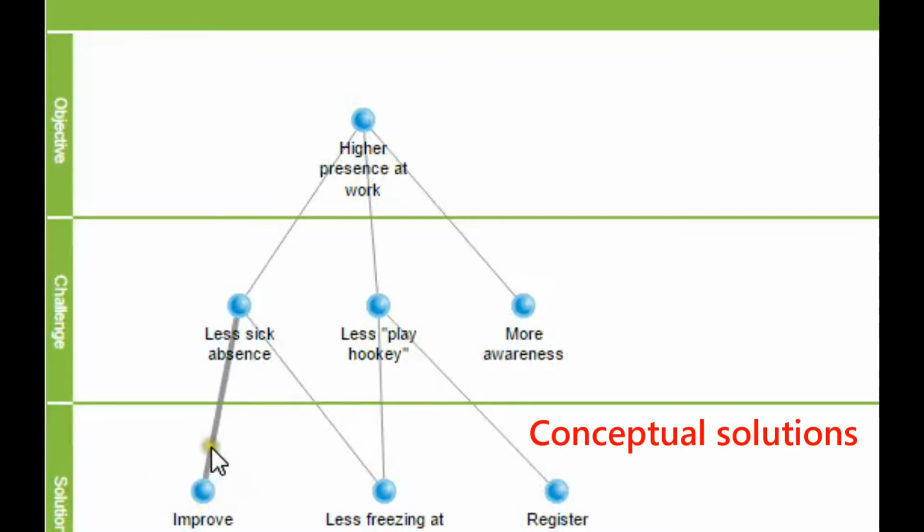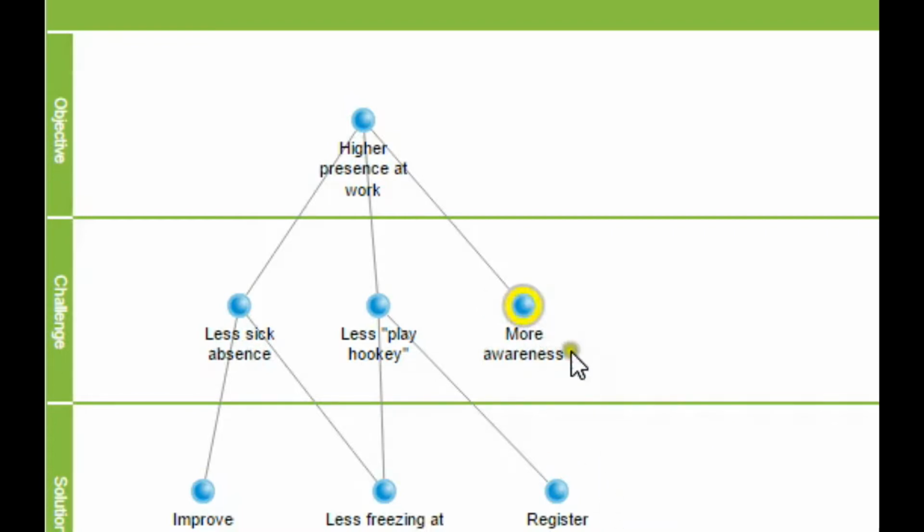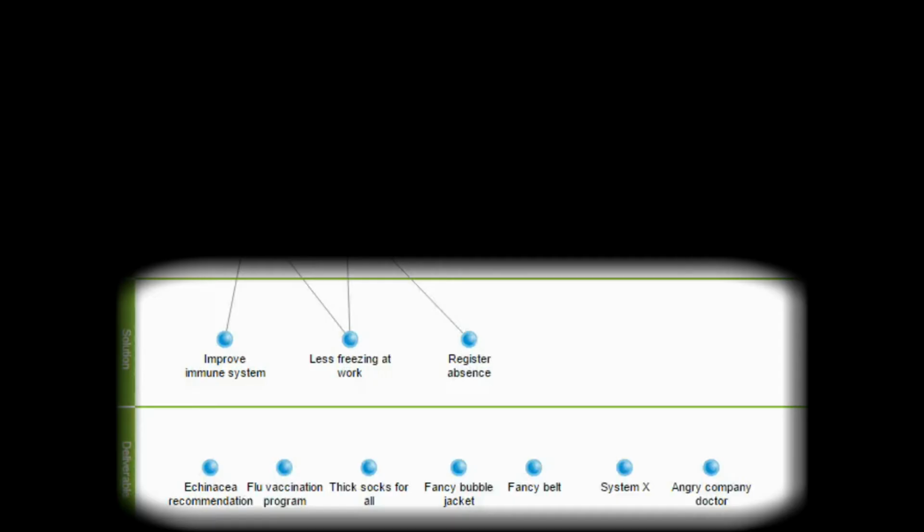And then we have the following 4 relationships between the 3 conceptual solutions and the 2 top-level requirements. And we see that this is not necessarily an hierarchical structure, since less freezing at work is connected both to less sick absence as well as less play hooky. And we also see that, so far there has been no connection from the requirement from the project owner to any conceptual solution that will solve more awareness.